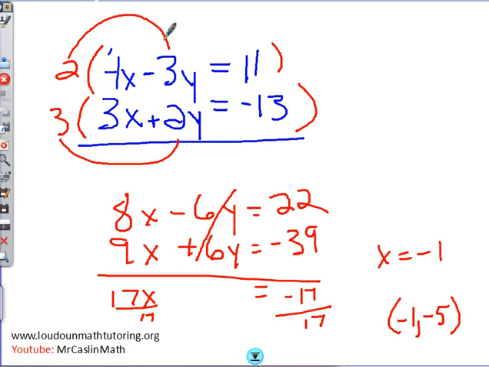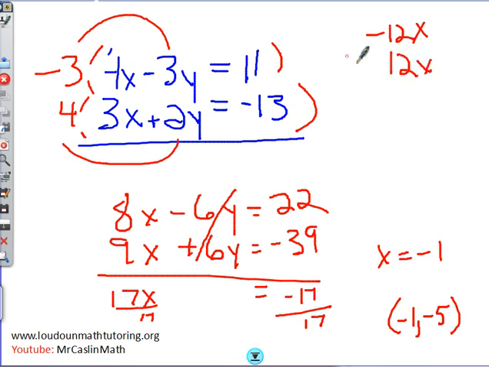Hey, Mr. Calzin, why did you eliminate the y's instead of the x's? You can do either. I could have multiplied by a negative 3, which would have given us negative 12x. And I could have multiplied here by a positive 4, which would have given us a 12x. And those would have canceled when I distributed those all the way out.